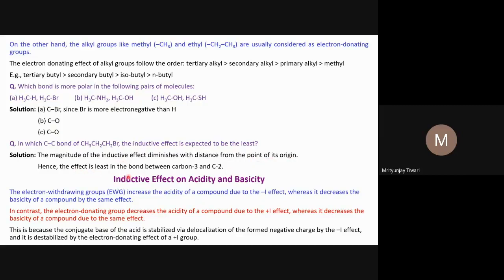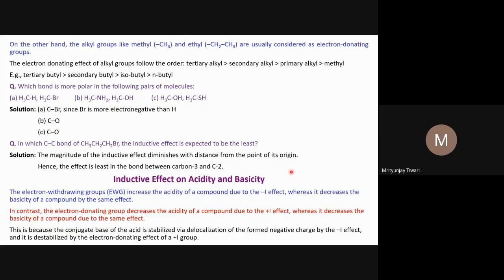Hence the effect is least in the bond between carbon 3 and carbon 2. Between this bond and this bond, the effect will be least here. And as there are only two bonds, it will be highest on the carbon 1 and carbon 2 bond.